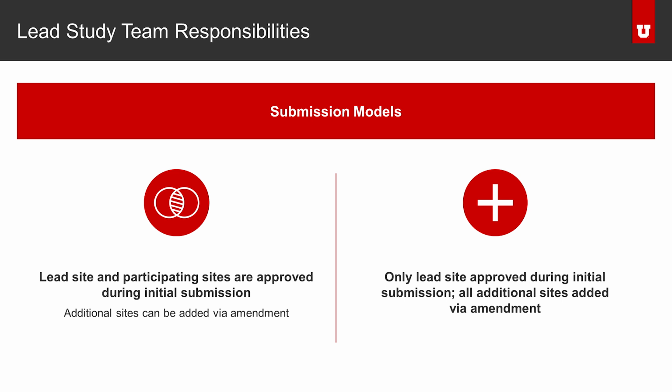In the second model, the initial IRB application only includes the lead site. This allows the overall study to be approved, and the lead site may begin study procedures. Then, each participating site is added to the study via an amendment application when they are prepared. The benefit of this model is that each site doesn't get added until everything is settled and they have met all of their requirements, avoiding delays with other sites. However, this model will also require more amendment submissions to the IRB. The University of Utah IRB will allow either model and will work with you to decide on the model that is best for your study.